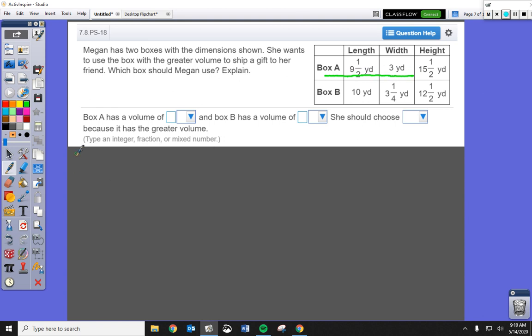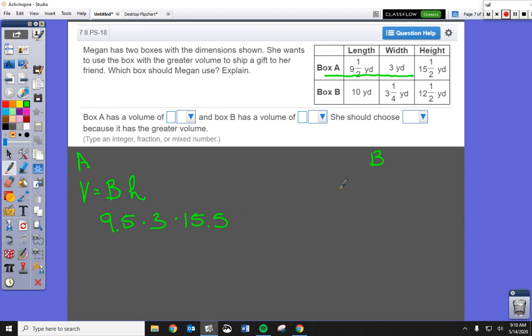So box A, and box B over here. I'm going to convert these into some decimals instead. So we have box A, volume equals, we could do area of the base times the height if we'd like. The base is the length and the width. So it's 9.5 times 3 times 15.5.